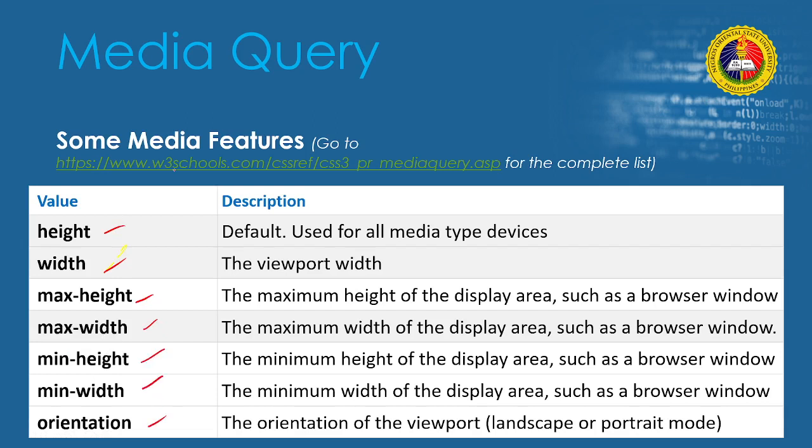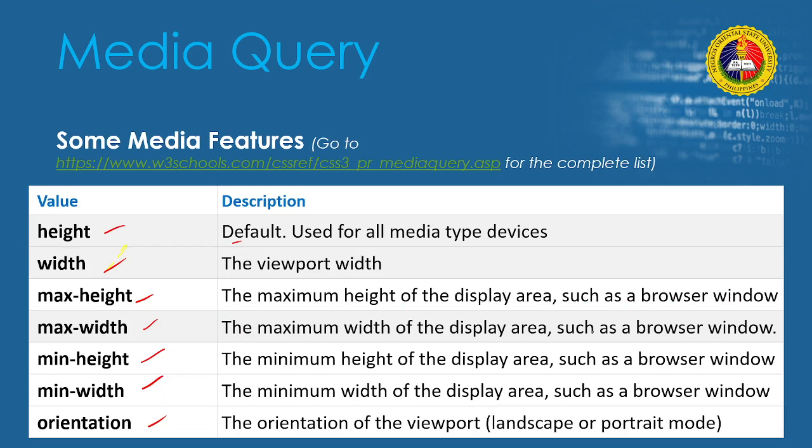When we say height, it is the default used for all media type devices. And then width, the viewport width. A max width means you're going to set the condition that it will only work up to the maximum height of the display area, such as the browser window. Then max width, minimum height, minimum width.